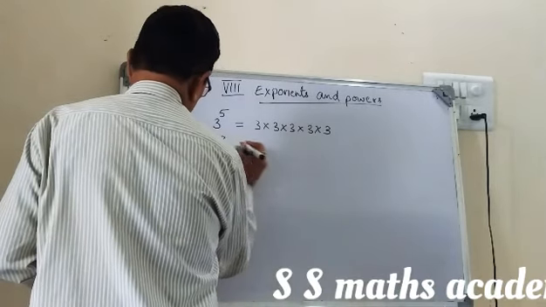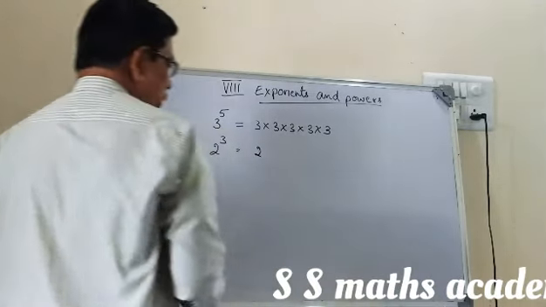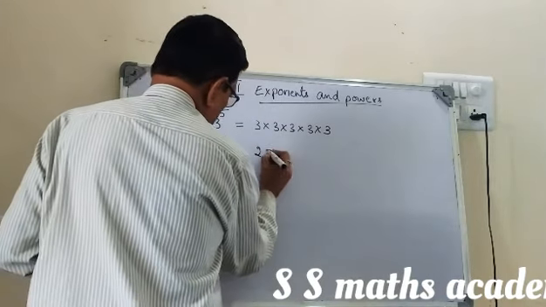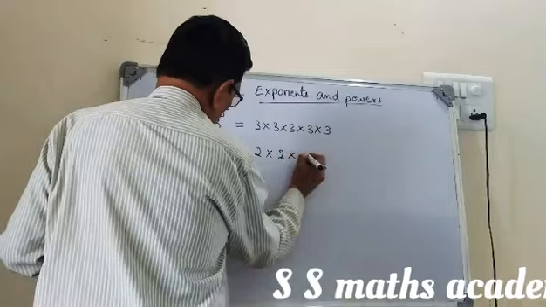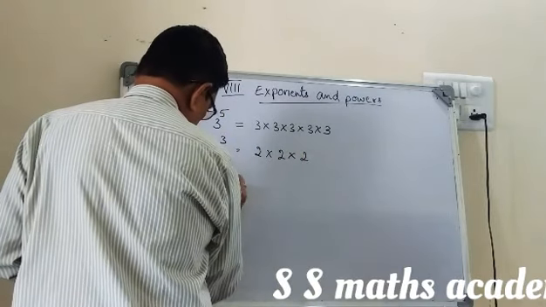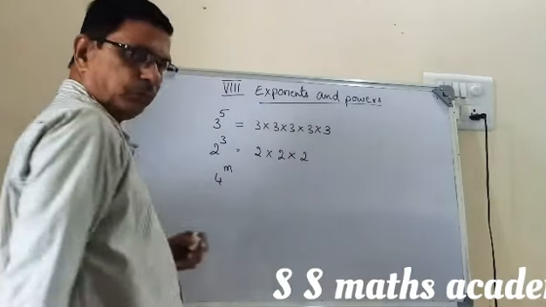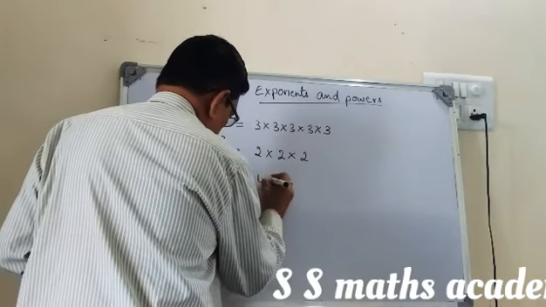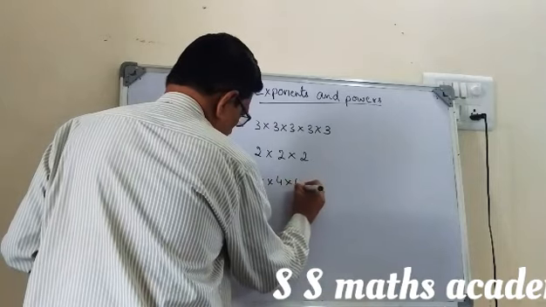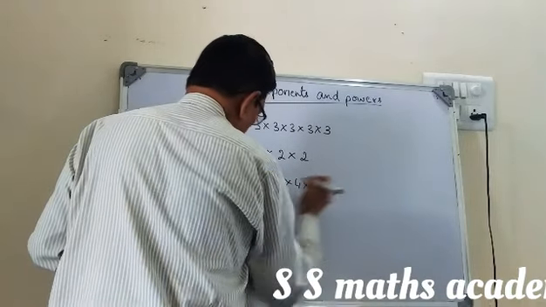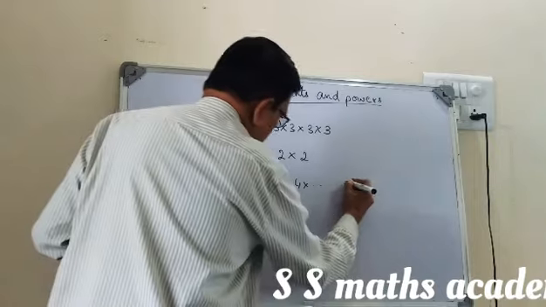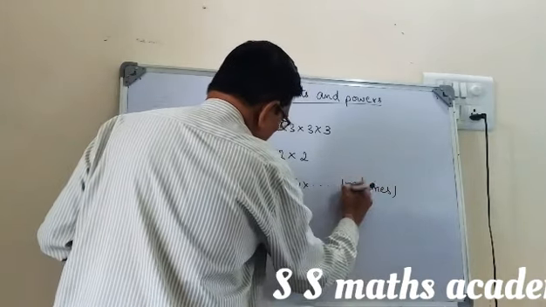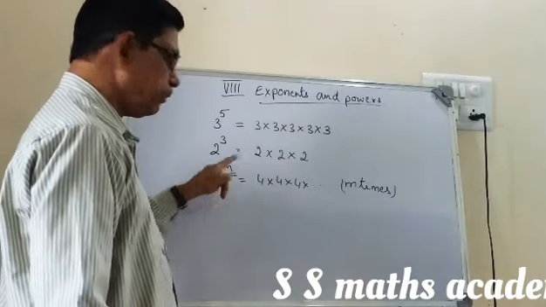2 to the power of 3. 2 to the power of 3 means 2 is multiplied how many times? 3 times. 2 into 2 into 2. Suppose if I say 4 to the power of m. 4 to the power of m means what? 4 is multiplied like this up to how many times? Up to m number of times. Up to m times we have to multiply. So this can be written as 4 to the power of m.